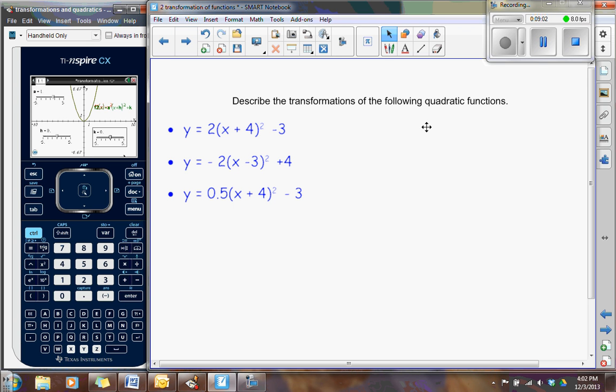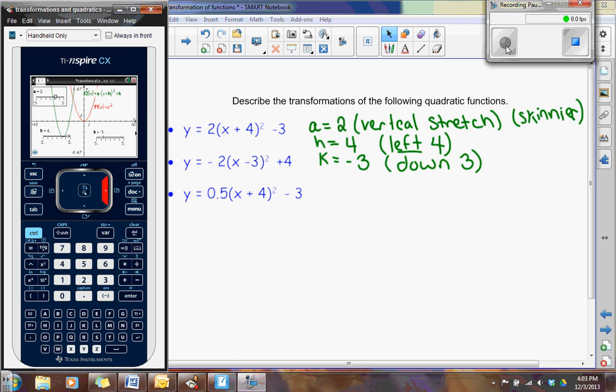Okay, so if you can pause the video and describe the transformations of the following quadratic functions. I'm going to do the same thing for you, and when you're ready, hit play again, and you can reveal the answer. Okay, this first example, 2 times the quantity x plus 4 squared minus 3.